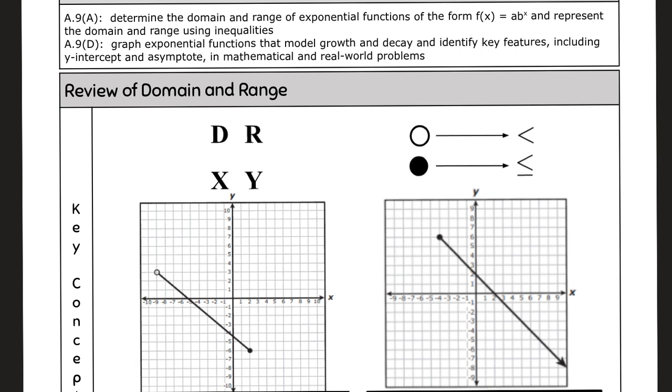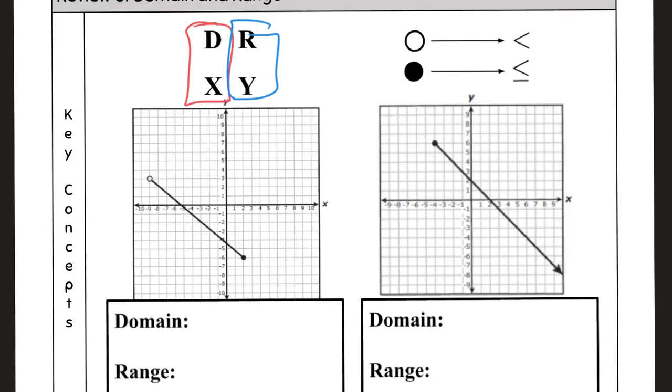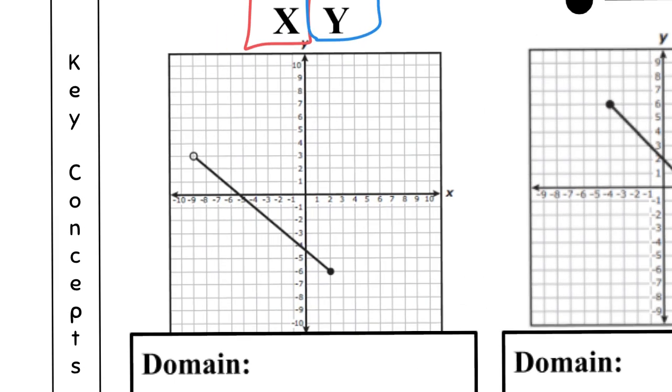All right, so remember, first things first, we're going to review domain and range. Remember, domain are your X values, range are your Y values. If we have an open circle, remember it's just a less than sign. If we have a closed circle, that's going to be less than or equal to. Next, let's review finding domain and range.